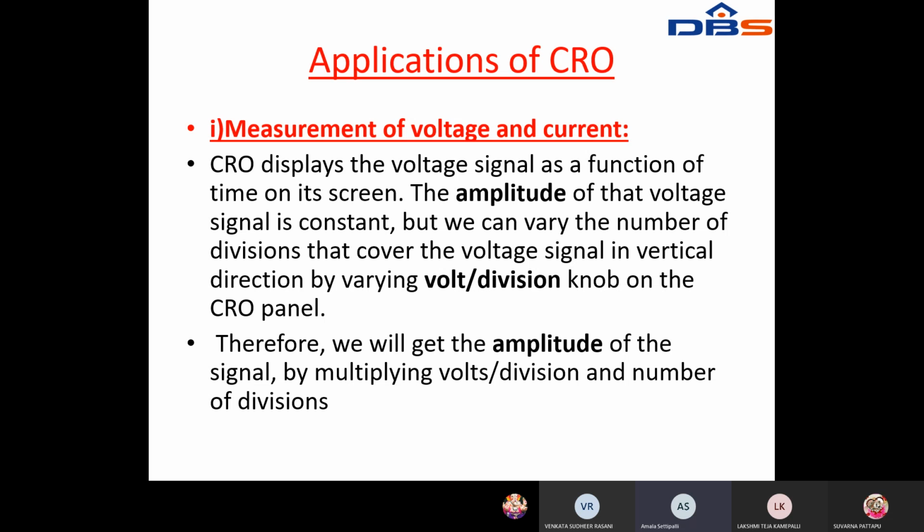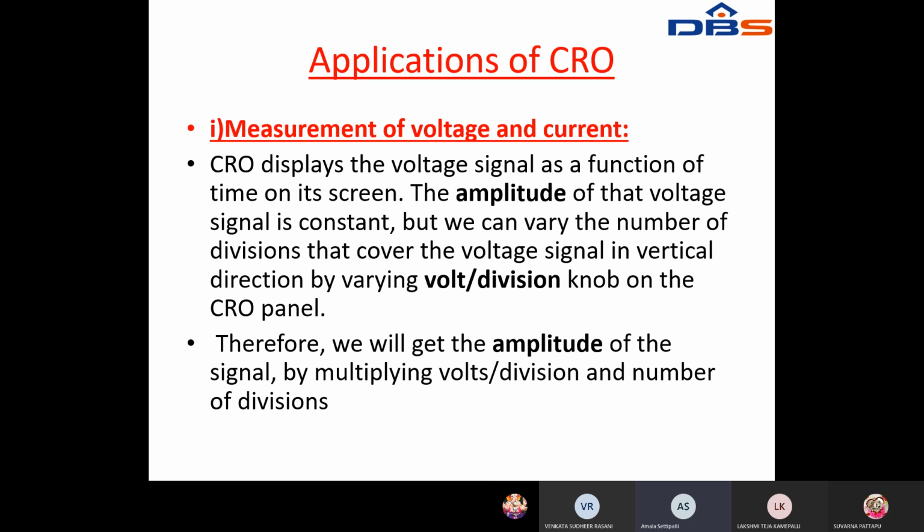First, it is used for measurement of voltage and current. In the CRO, you take the signal as you do in the experiments in the EDC lab. Whenever you see the signals on the CRO display, you can measure the voltage amplitude and current. That is the first application of CRO. The CRO displays the voltage signal as a function of time on its screen.